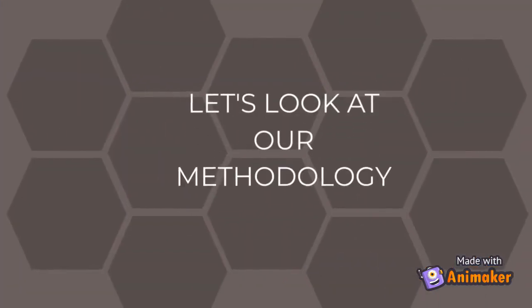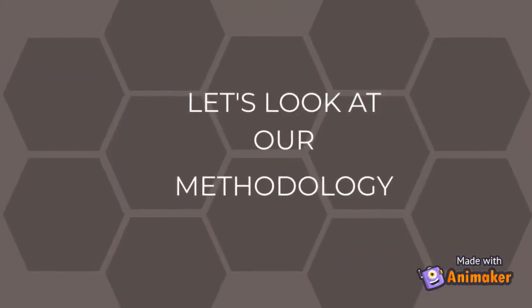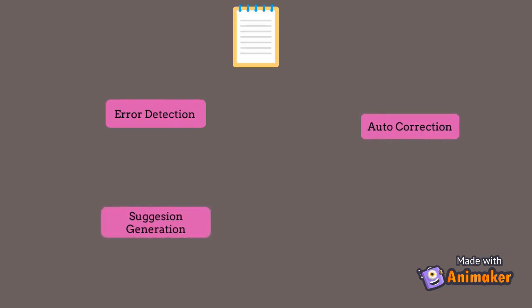Let's look at our methodology for spell checking. The methodology has three modules, which are the error detection module, autocorrection module, and suggestion generator module. First, the input Sinhala word is fed to the system. The error detection module checks for spelling errors in the Sinhala word.